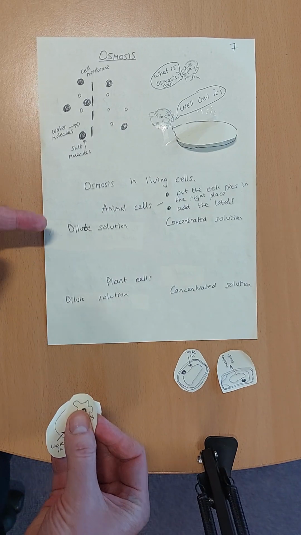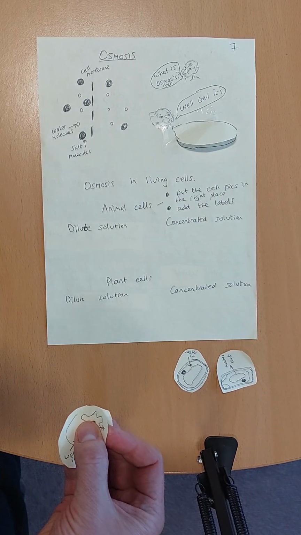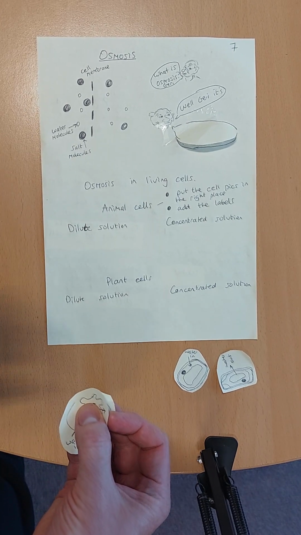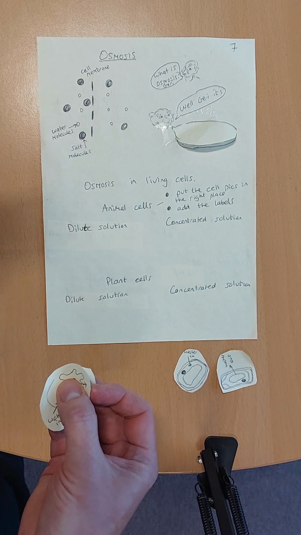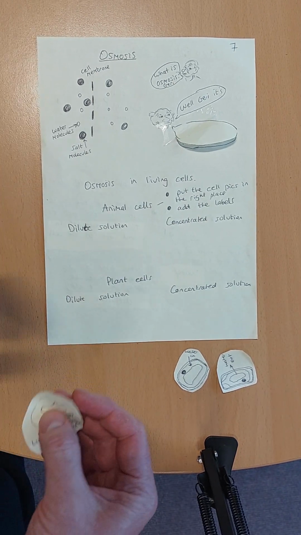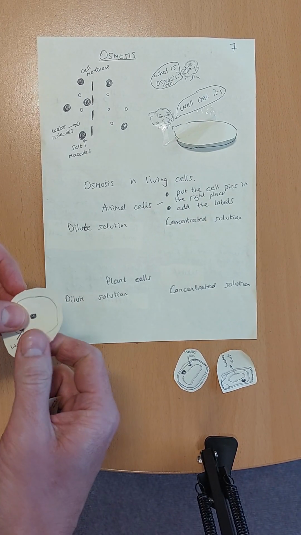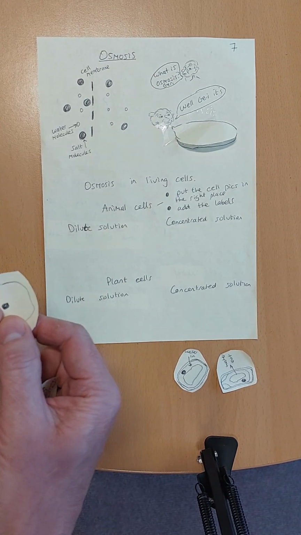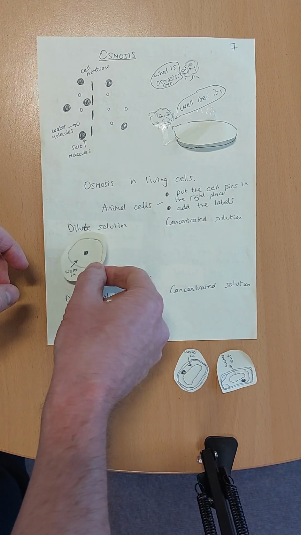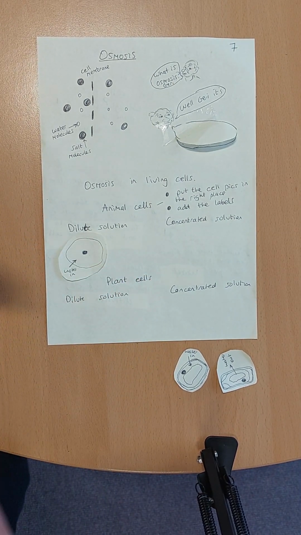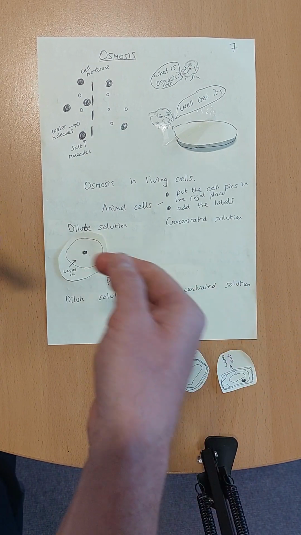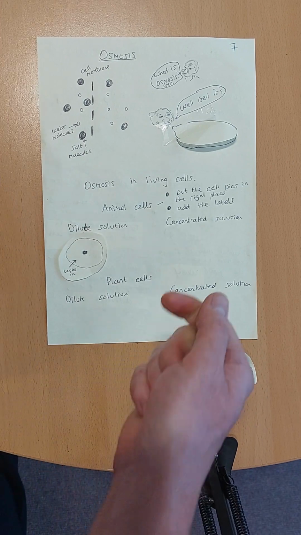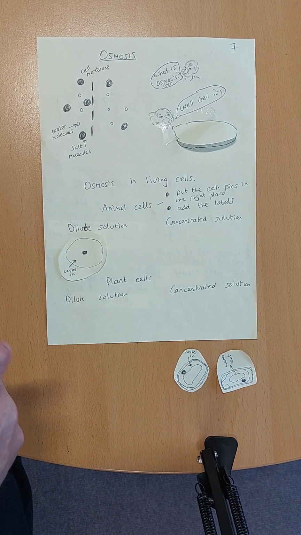So first of all, if we have a dilute solution, so if something is dilute, it means you've mixed loads of water with it. So if you like your squash weak, then you probably have a tiny bit of squash and then loads of water. In this situation, we've got a cell floating around in a dilute solution, means we've got a tiny bit of salt and lots of water. So if there's lots of water, what's going to happen is the water molecules are going to keep going into the cell through the cell membrane. Okay, so when we've got a dilute solution where there's not much salt, the cell's going to keep swelling up.